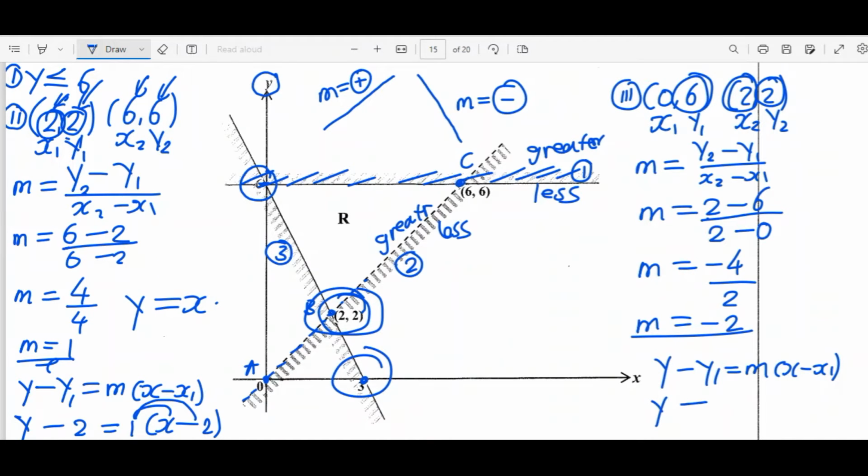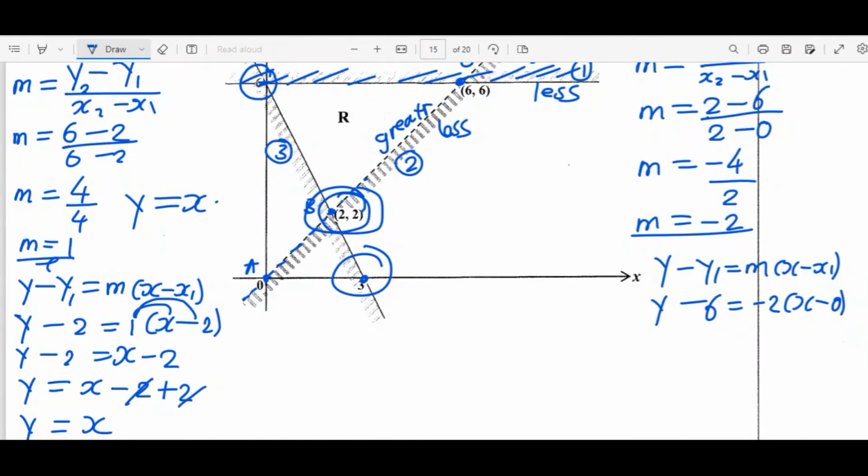So y minus y1 is y minus 6. Gradient is negative 2. x minus x1 is x minus 0. So I'm going to expand the right side. Negative 2 times x is negative 2x. Negative 2 times negative 0 is 0, or you can just ignore that. Then I'm going to shift negative 6 to the right side. Then I'm going to have y is equal to negative 2x plus 6. So this is our equation.